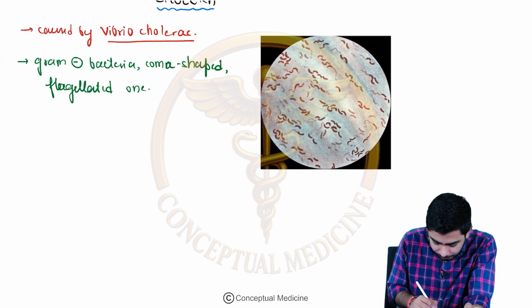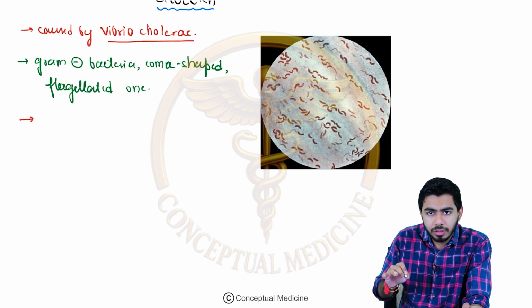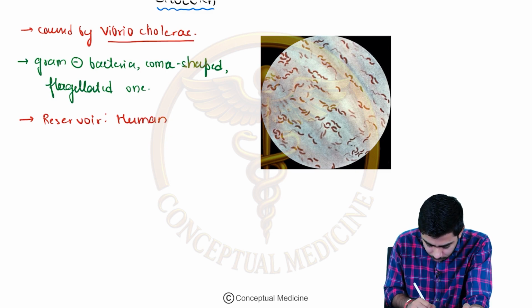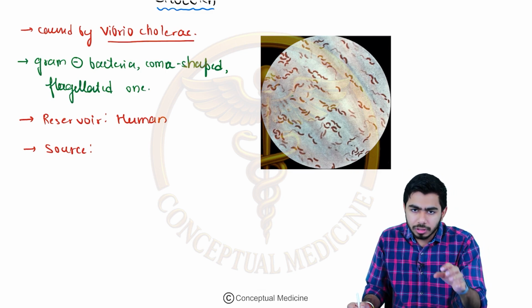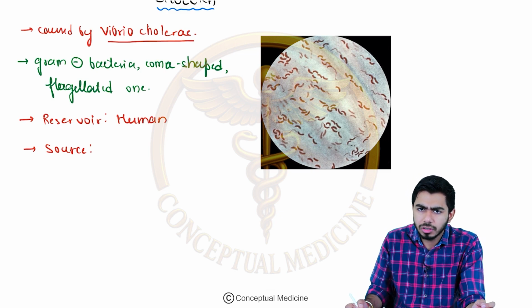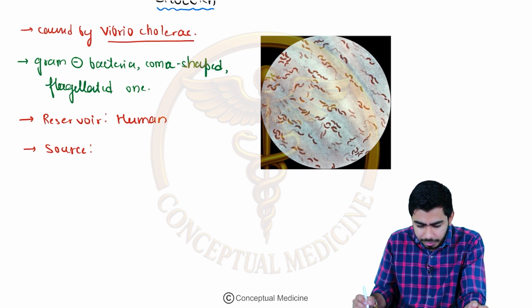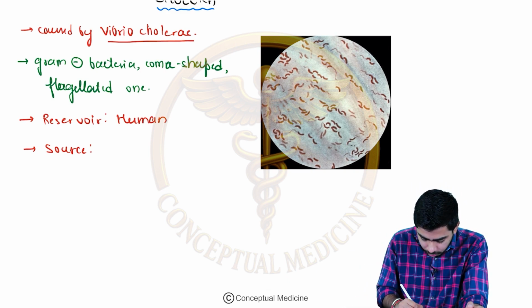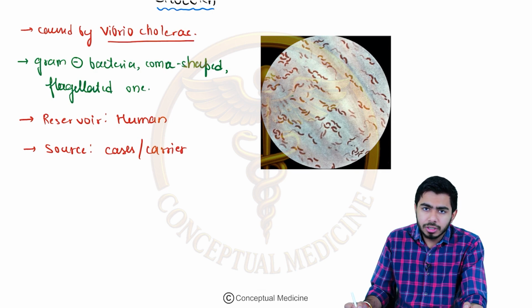Second thing over here: what is the reservoir in cholera? Basically the reservoir is the human only. Source, basically: either the clinical cases of cholera are causing cholera to other people, or the subclinical cases might cause it, or the carriers might be transmitting this disease to other people in the community. So basically cases or carriers will be considered as the source over here.